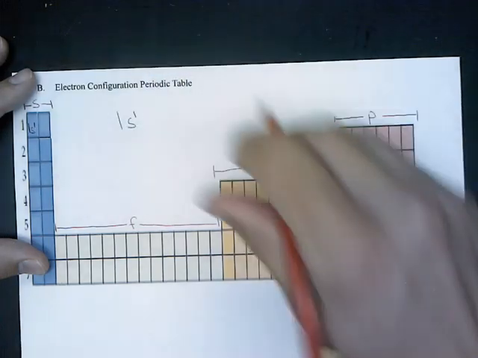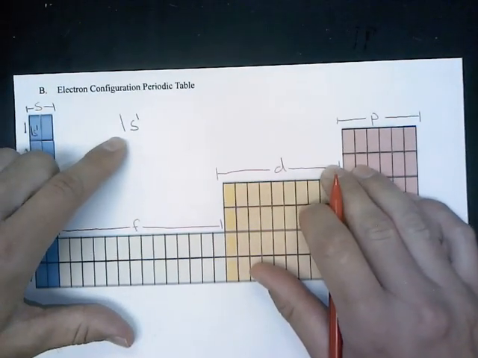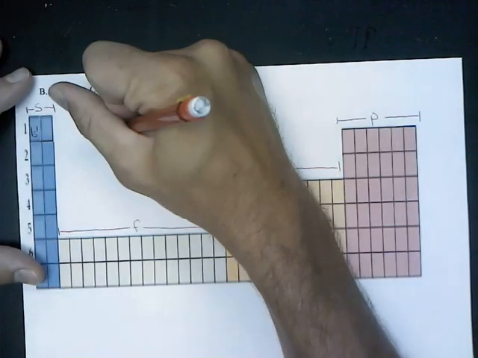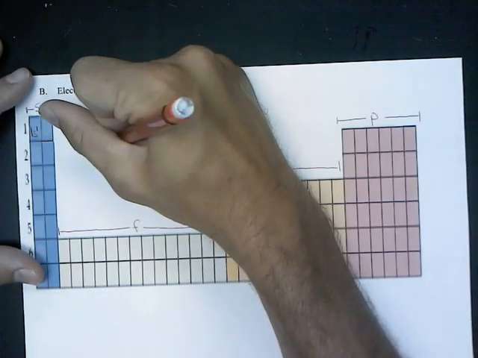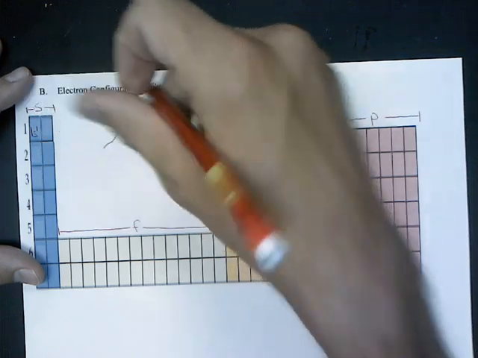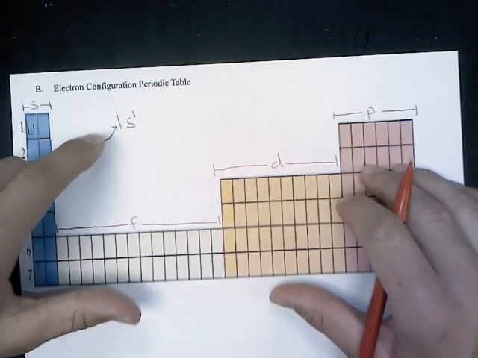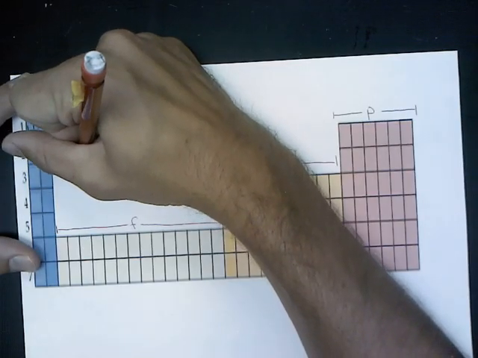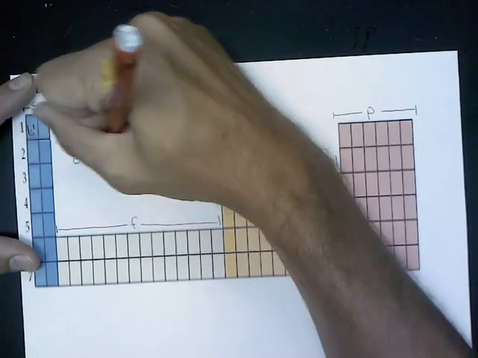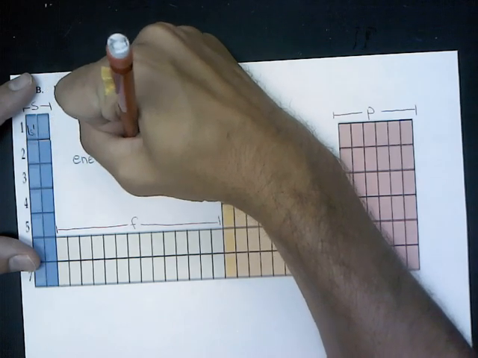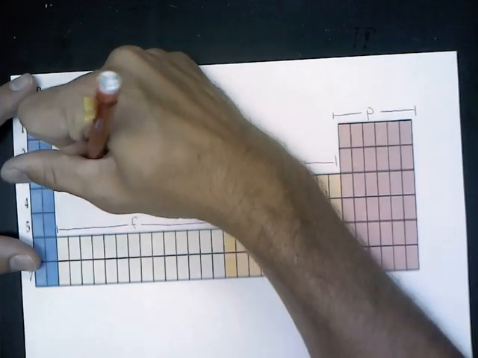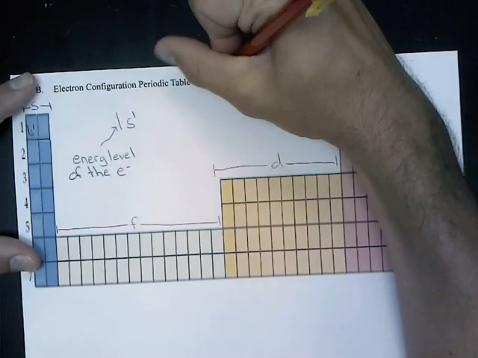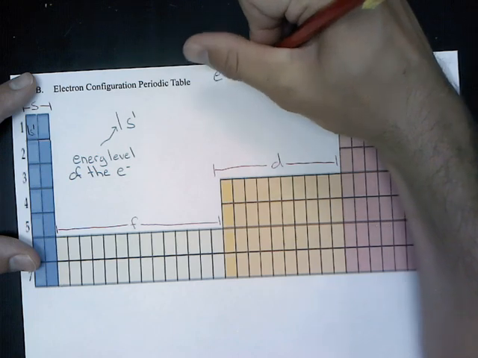So I'm going to blow this up, and the first thing that I get to is this large number 1. And this number represents the energy level of the electron. And I'm going to abbreviate electron here as e to the minus.